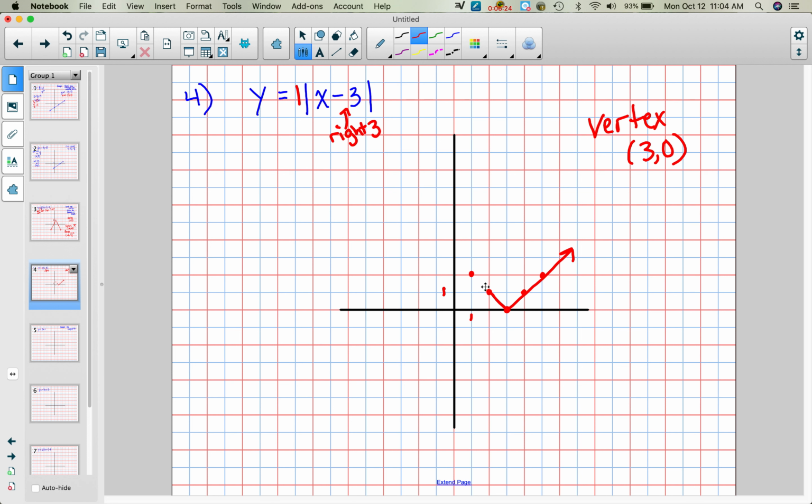So then we graph this. Okay, domain, again, all real numbers. And the range, okay, notice that it's not all real numbers because we can't go below 0. So we say y is greater than or equal to 0.